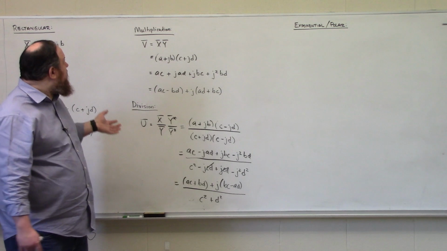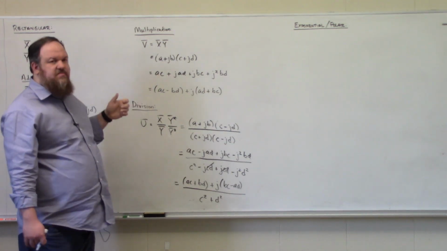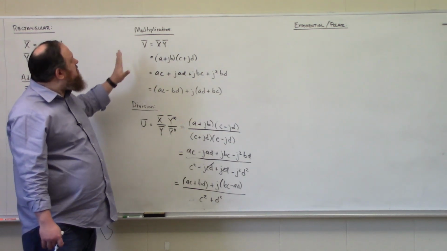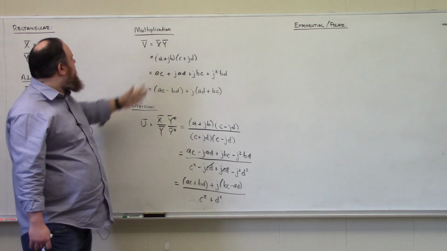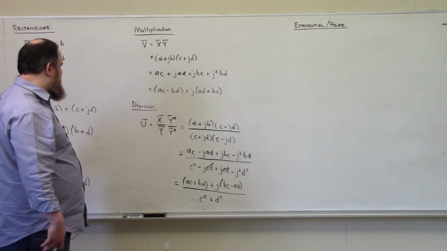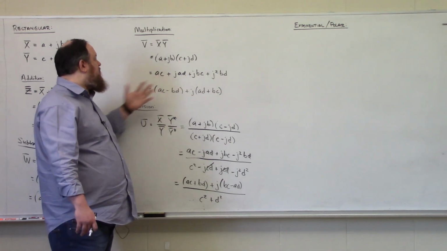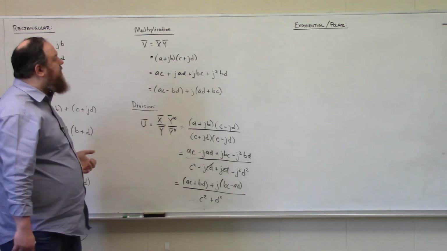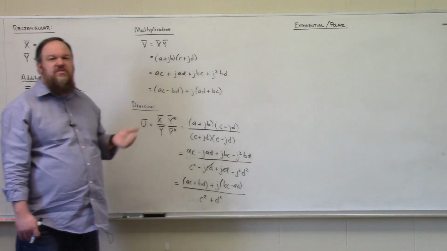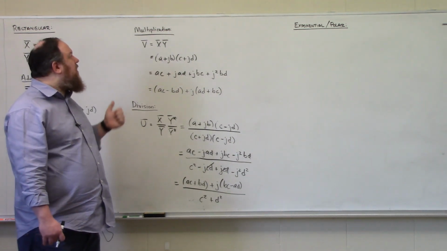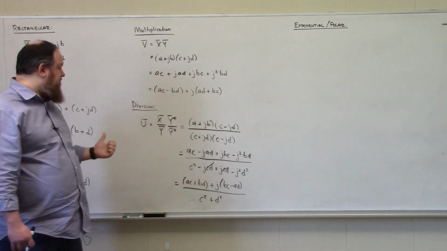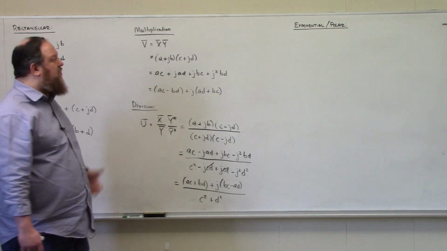So this multiplication process was maybe slightly more difficult than the addition and subtraction operations. The division process is significantly more difficult than anything that we have seen here. What we'll find is that it's actually much easier to do multiplication and division using the exponential form of a complex number.